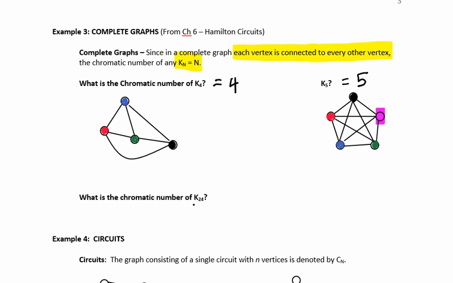So if you know you have a complete graph, you don't really need to color it to know the chromatic number. If everything is connected to everything else, the chromatic number is going to be the same as the number of vertices. So K sub 24, I don't need a picture of. I know it's going to take me 24 colors to do that.